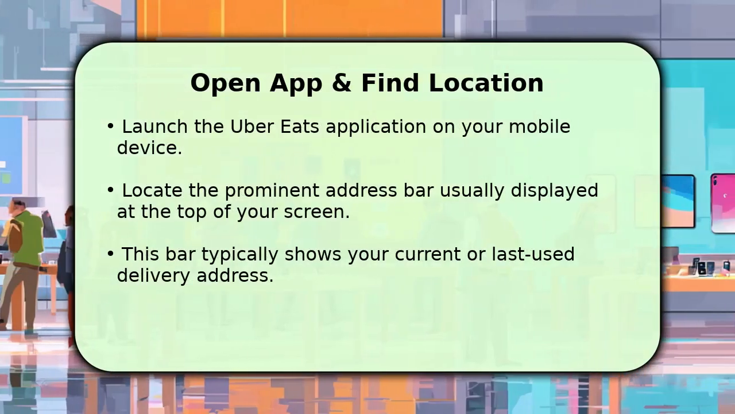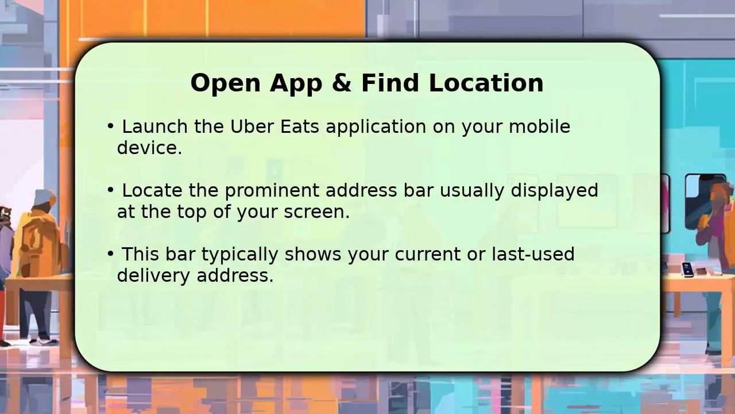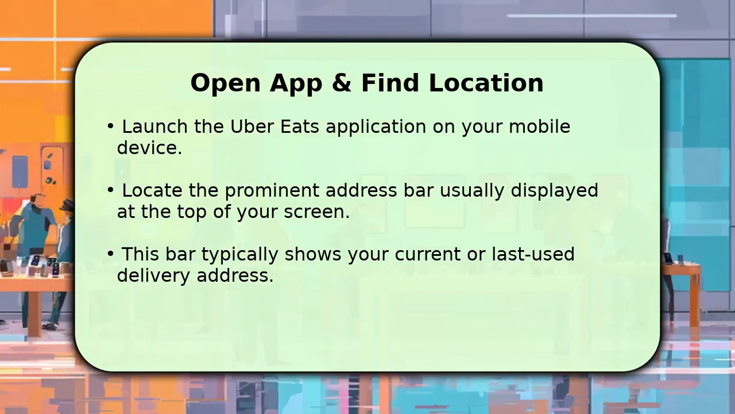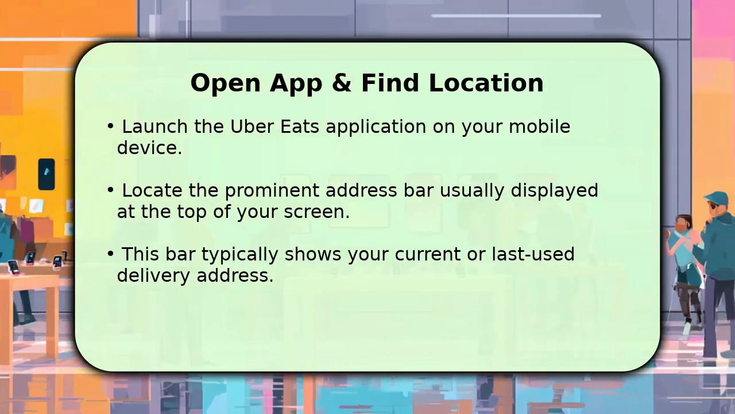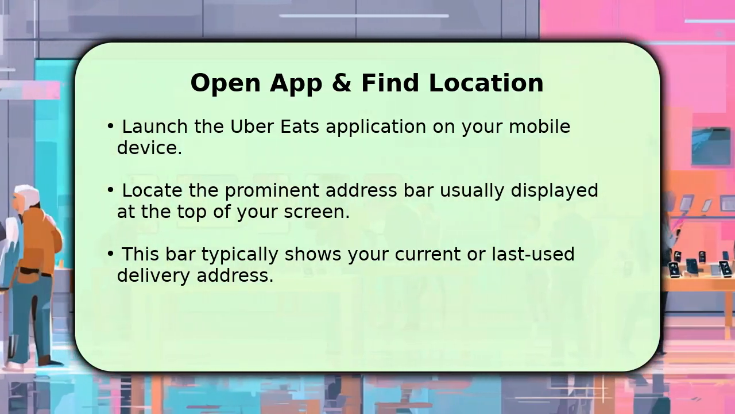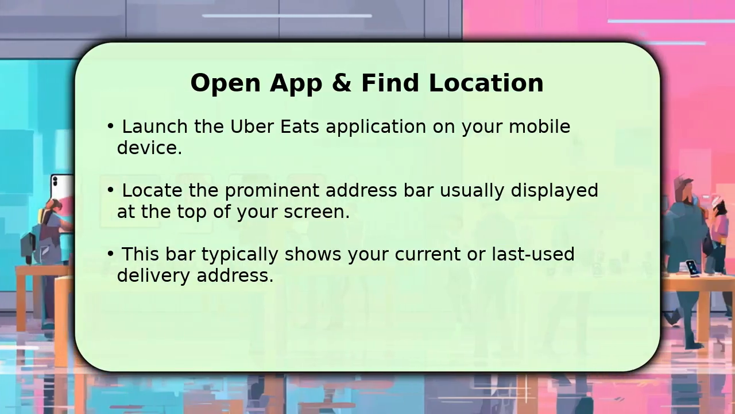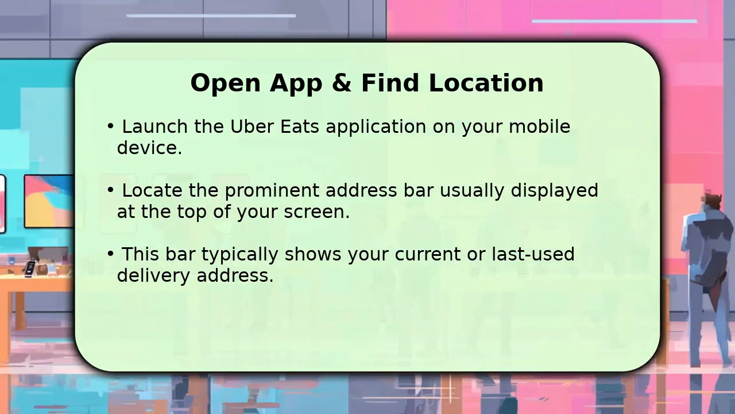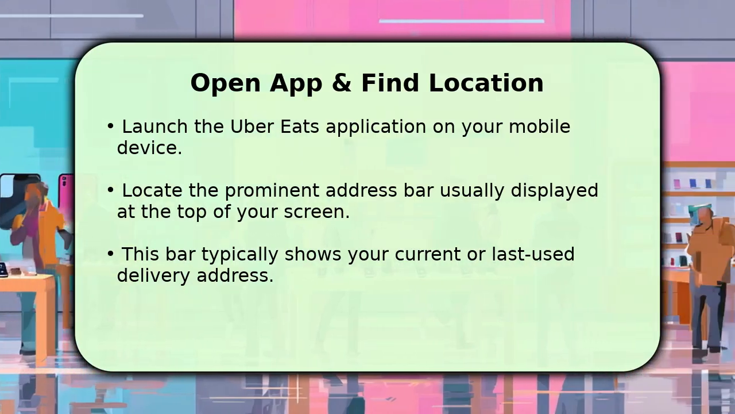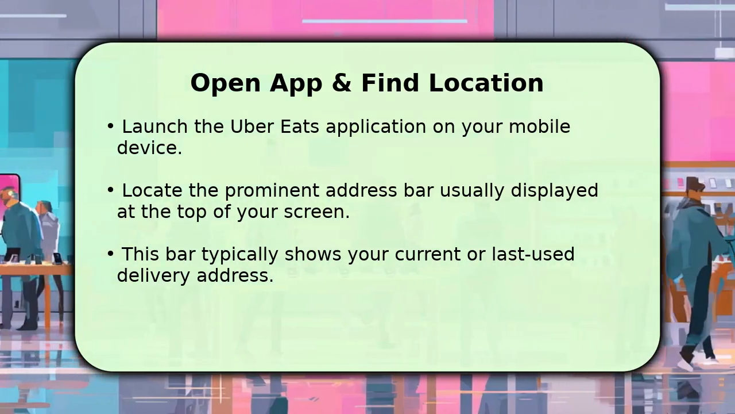Once you have opened the app, find the address bar at the very top. It might show your current location or a previous delivery spot. Simply tap on this address bar to activate the location search function. This action will open a new screen where you can input or select a different delivery destination. It is the first step towards unlocking new culinary experiences from various areas.